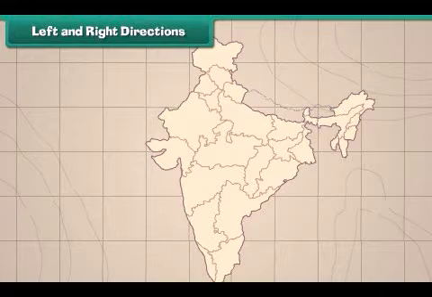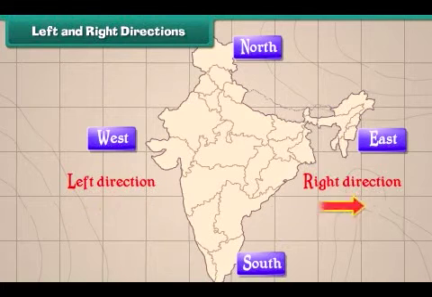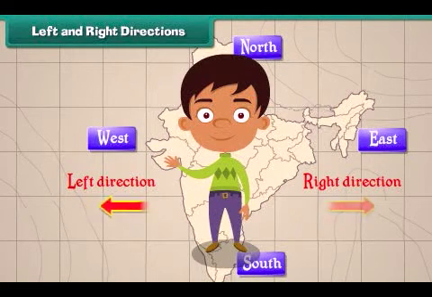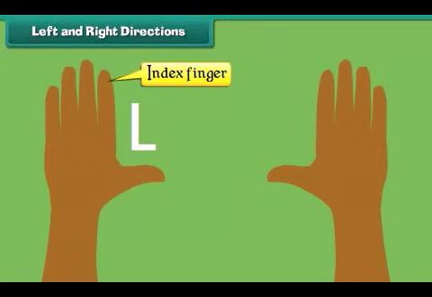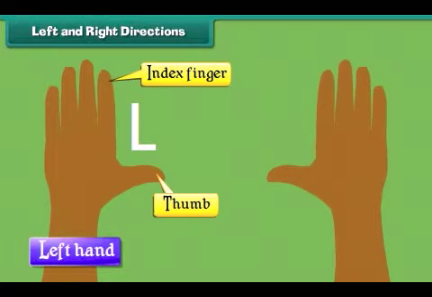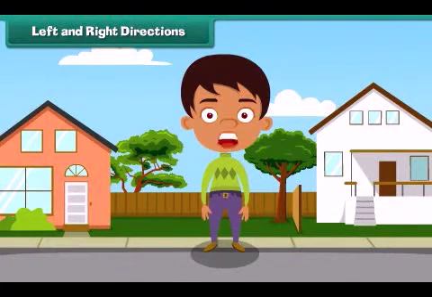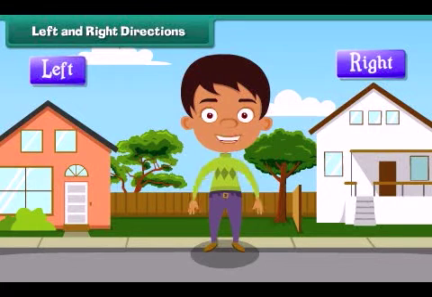Left and right directions. In addition to north, south, west and east, we also use left and right directions to locate a place. We use our hands to indicate the left and right directions. The hand that makes the letter L when the index finger and thumb are stretched out is our left hand, and the other one is our right hand. The places towards our right hand are said to be on the right, and those towards our left hand are said to be on the left.